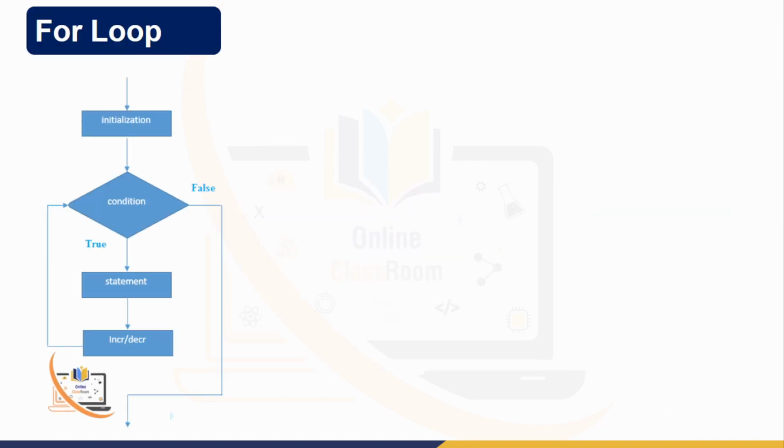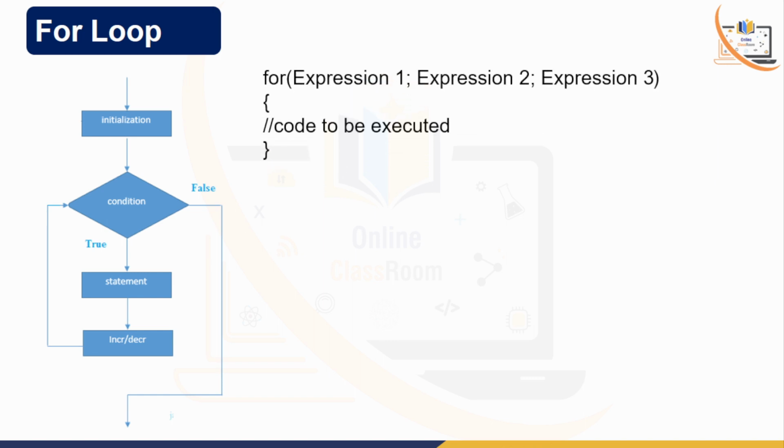So let's start. Before going into the detailed programming, at first we have to know the flowchart of the for loop. The first is the initialization, the second is the condition, the third is the statement, and then the increment or decrement. With the flowchart, if we consider the syntax, I think it will be very easy to understand.